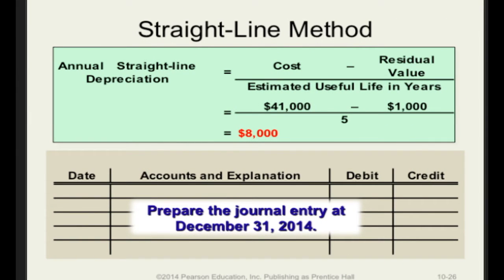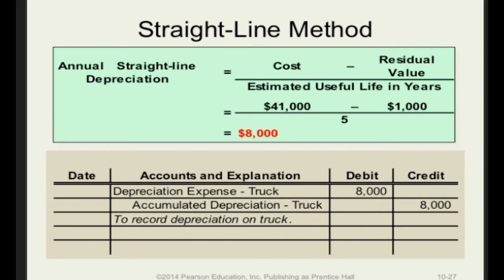In the Smart Touch Learning example, the depreciable cost is $40,000, divided by an estimated useful life of 5 years. So we got that $40,000 by taking this $41,000 cost and subtracting what it will be worth when it's just scrap, $1,000. That gives us the $40,000 depreciable cost. Divide that by 5 years, and that gives us $8,000 of depreciation per year. So, at the end of 1 year, to record the depreciation for the truck, we will have a debit to depreciation expense for $8,000 and a credit to accumulated depreciation for $8,000.